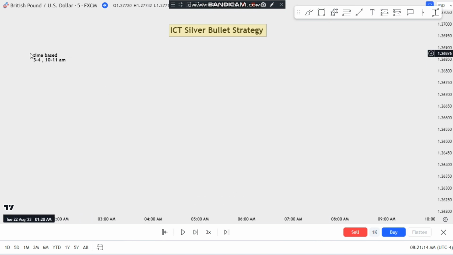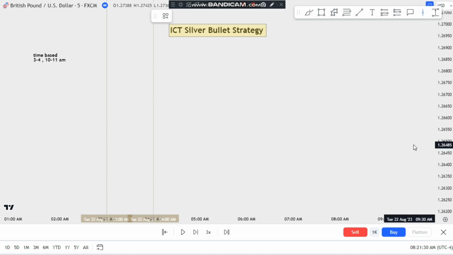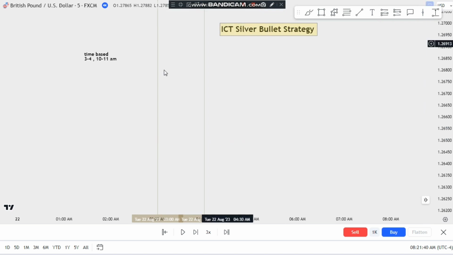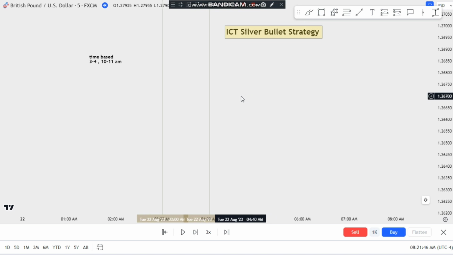So this is the definition. It is a time-based strategy, and you have to trade within a certain window, that is 3 to 4 a.m. and 10 to 11 a.m. So you have to draw these lines, these vertical lines, 3 to 4 a.m. and also I will draw this 10 a.m. 10 to 11 a.m. okay, this is your 11 a.m. So you just have to wait for these two windows to trade the silver bullet strategy. So it's a good strategy because you won't have to wait all day long for your trades. You just have to wait for this small window.